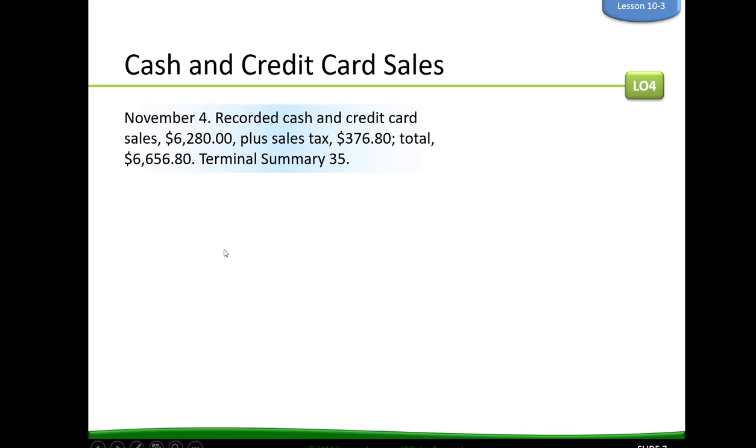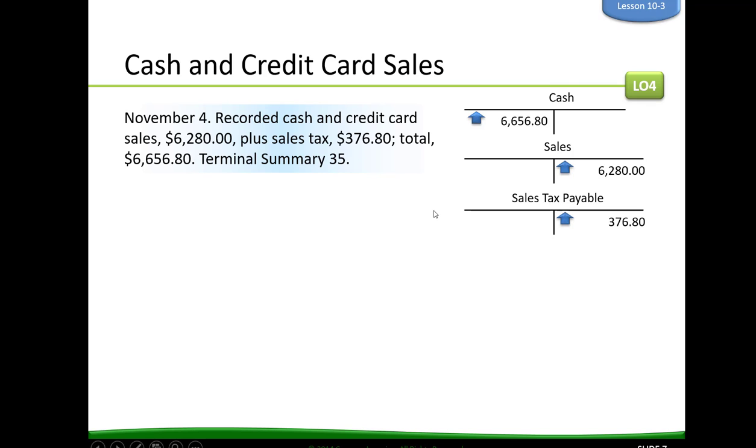So let's look at a couple of things. We're going to record cash and credit card sales totaling $6,280, with the sales tax of $376.80, giving us a total of $6,656.80. And that's coming from Terminal Summary 35. So our cash went up by the total amount that came in. Our sales only went up by the amount for the sale. Our sales tax payable went up the other portion.